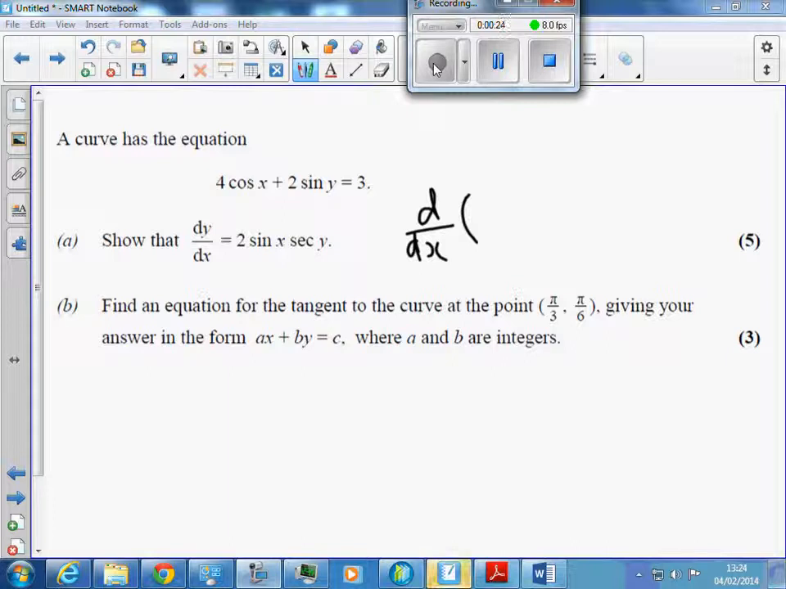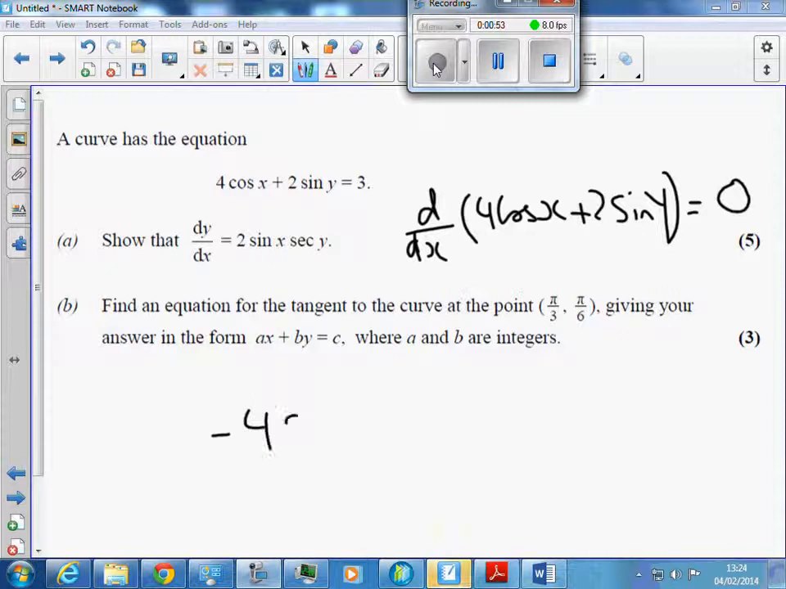of the left-hand side. And that has to also equal d by dx of the right-hand side, which is a constant. That's 0. Okay, I can skip writing out d by dx of 3, and that's just 0. The derivative of 4 cos x with respect to x is minus 4 sine x. Very straightforward.